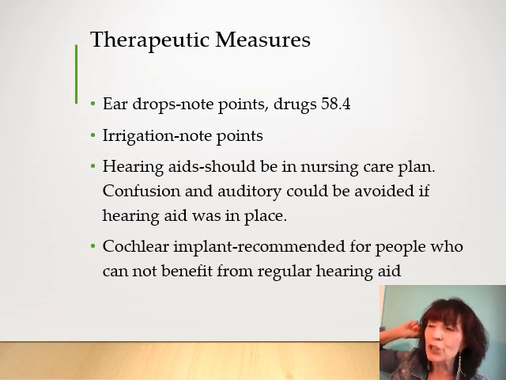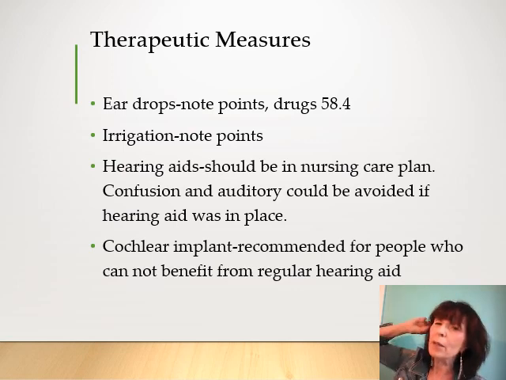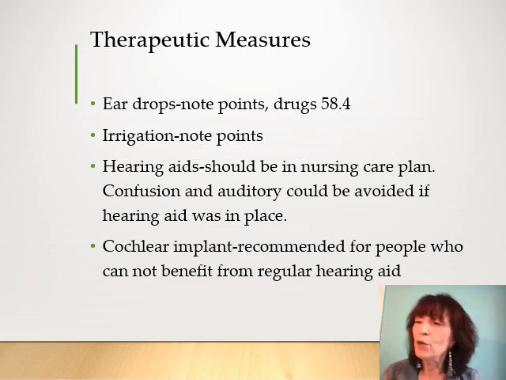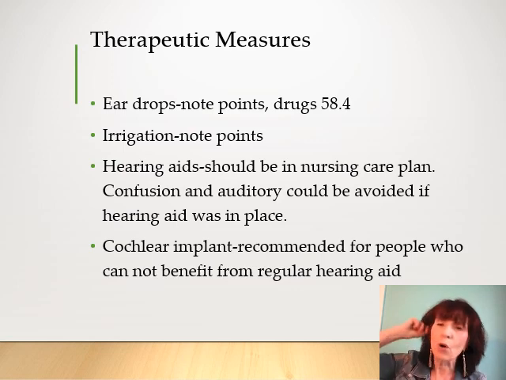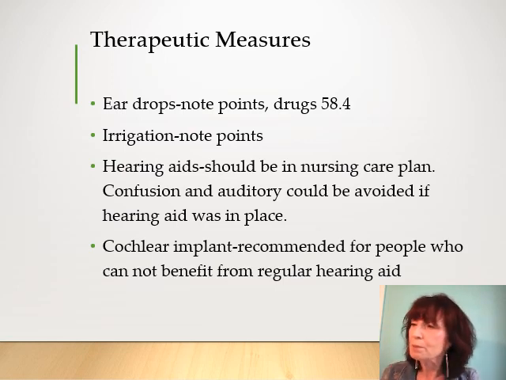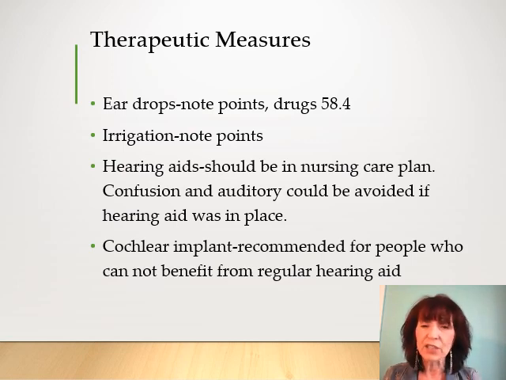Straighten the external auditory canal of an adult by pulling the auricle up and back. For a child, you pull the auricle down and back. Adult up and back, child down and back. For eardrops, hold the dropper at the opening of the canal. You don't want it to touch any part of the ear, for contamination.